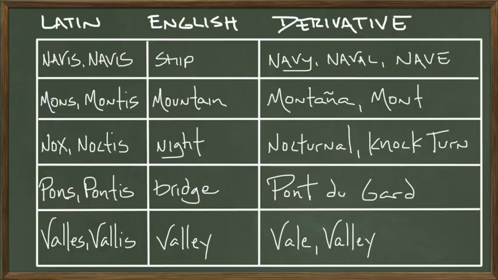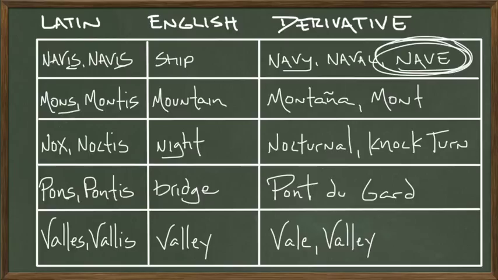Here we have navis, and you can see is in the nominative case. In the genitive, navis means of the ship. Navis means ship. From navis we get navy, naval, and nave. I find this one interesting. The nave of a church. Picture a medieval church in Europe. If you go into a medieval church, the nave is that long corridor where the congregation sits, and if you look up at the top, it looks like the inside of the bottom of a ship, and that's where the word nave came from.